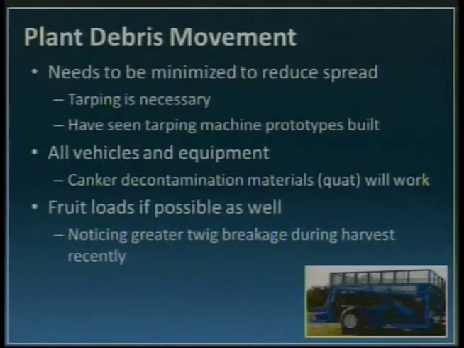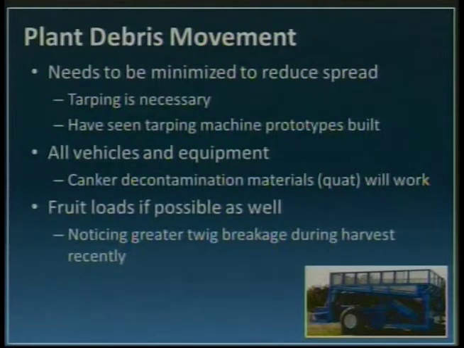So that's why we talk a lot about plant debris movement. It needs to be minimized coming out of these quarantine areas to reduce spread. Tarping is necessary for disease reduction. If I had my way, I'd have everyone tarp. And we're starting to see tarping machine prototypes built. I know some of the haulers hauling out of that area are now using tarping machines on at least some of their vehicles to reduce cost and safety risks for their personnel.